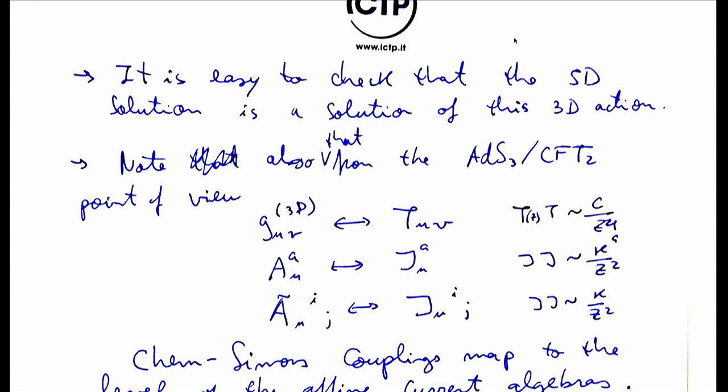So it's easy to check that the 5D solution is a solution of this 3D action. Okay, everything is flat, flat connections, constants. AdS2 times S1 has negative curvature. It's easy to check that.